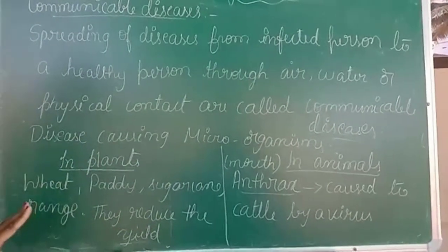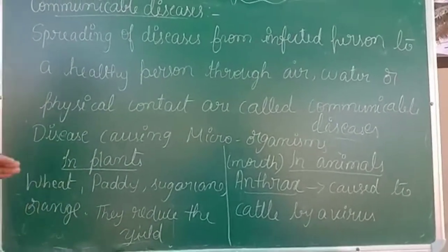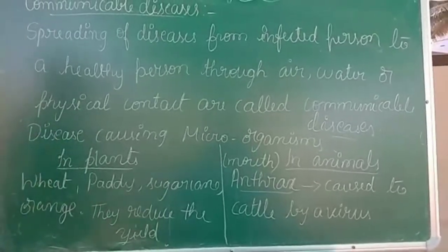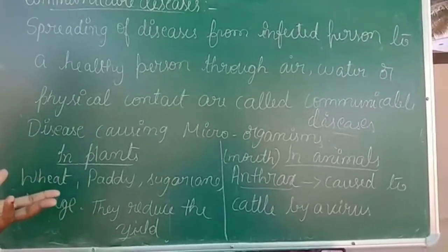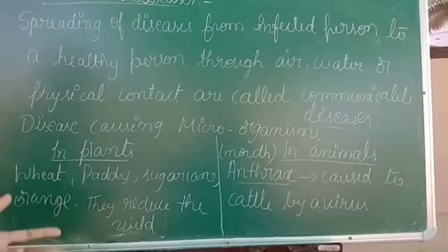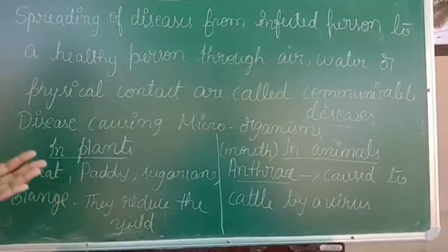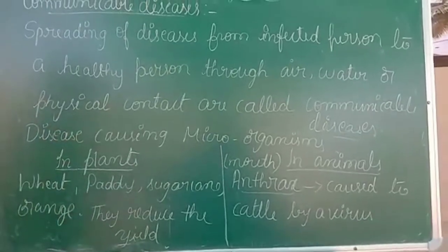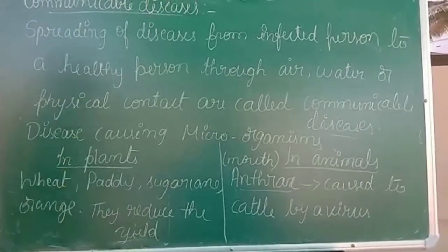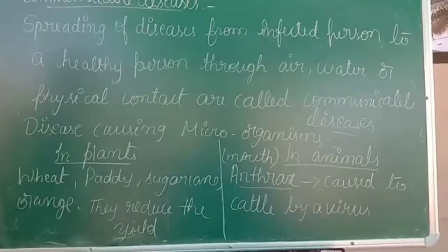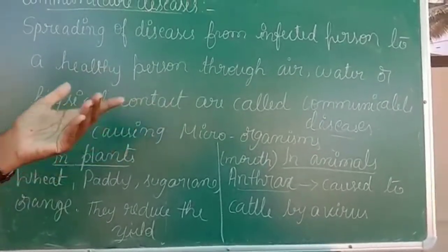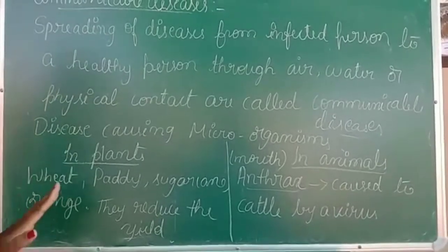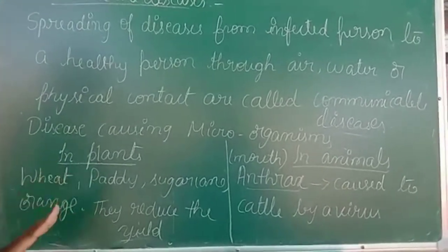In these four plants, the microorganism attack will be very soon, and these four plants will obtain the disease very quickly because of the attacking of microorganisms. And automatically when the microorganism attacks these plants, there will be a reduction in the yield. Okay, yield will be automatically reduced when there is an attack of microorganisms. So this is how disease is caused in plants because of microorganisms.